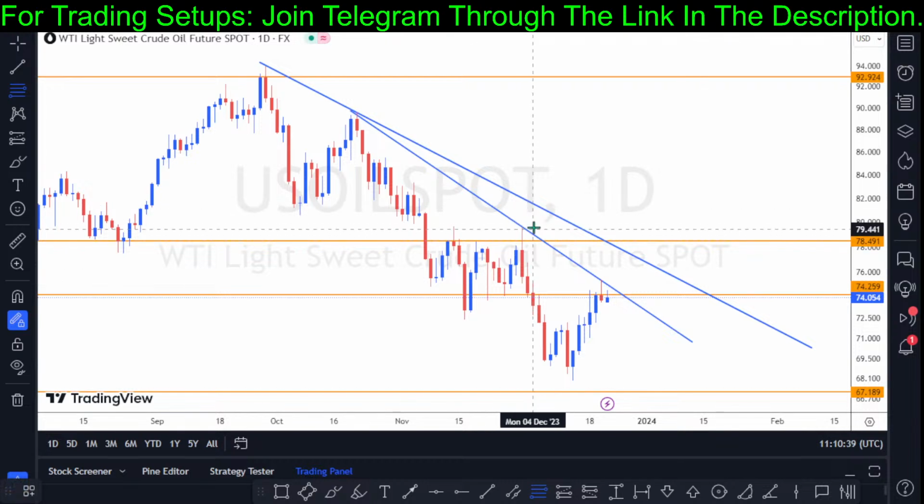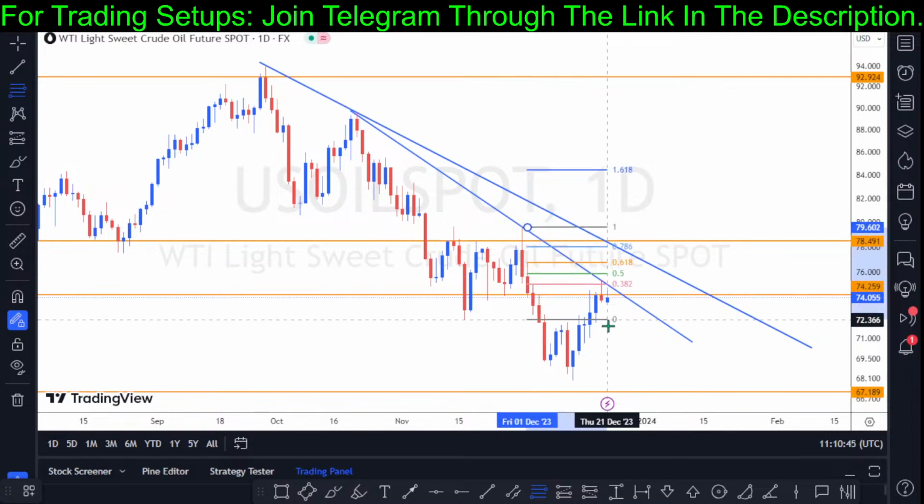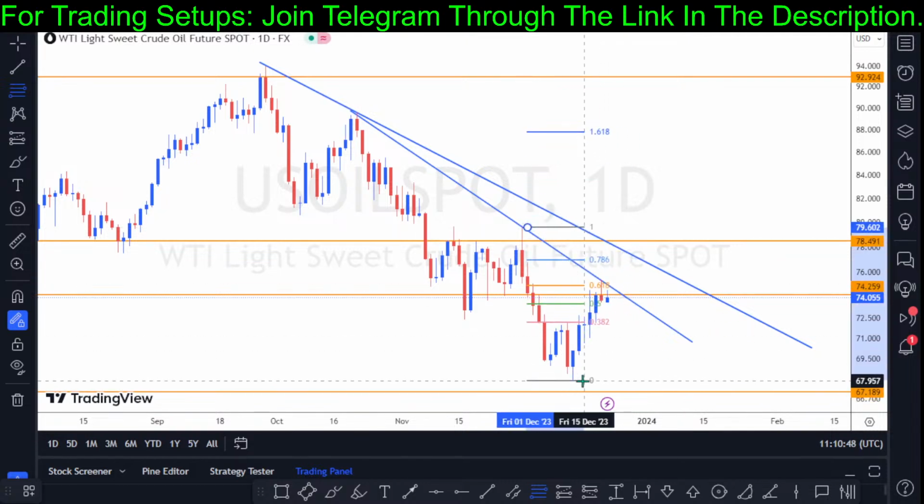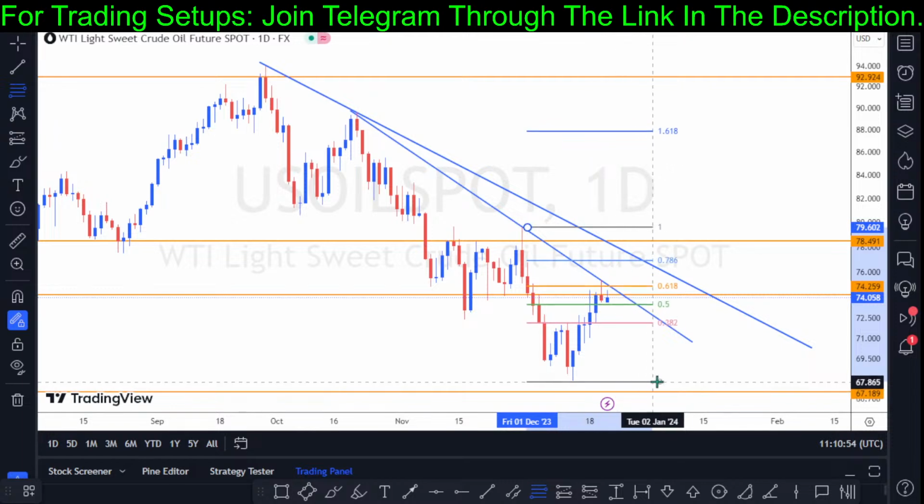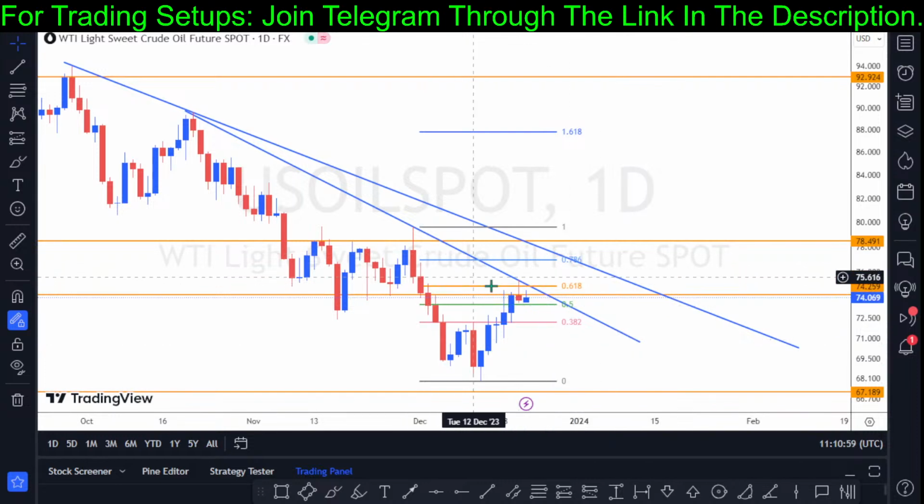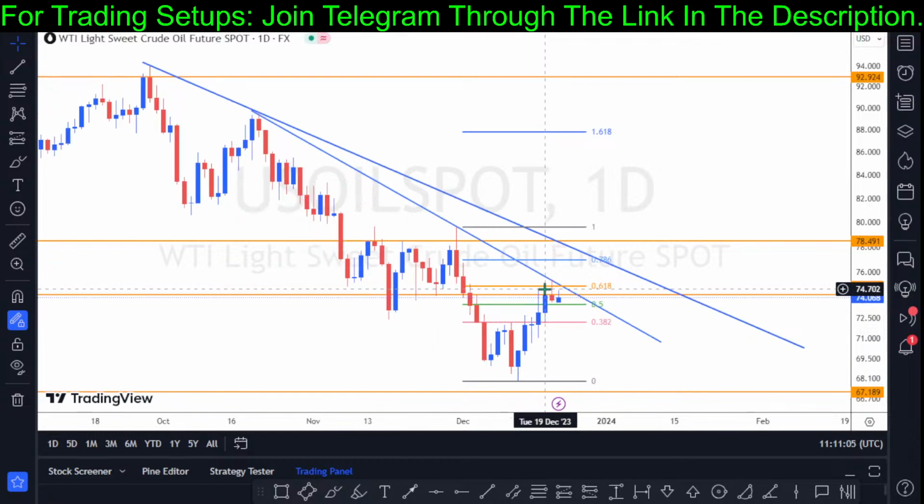tool, right from the last rejections at the price of 79.602 all the way to the low of price at 67.957. You can see that. So with the application of our Fibonacci retracement tool, you can see this rejection aligns at the 0.618 Fibonacci retracement level. So first, we have what we call the retest of the Fibonacci retracement level, right? This is the 0.618. So this is the first confluence factor right here.